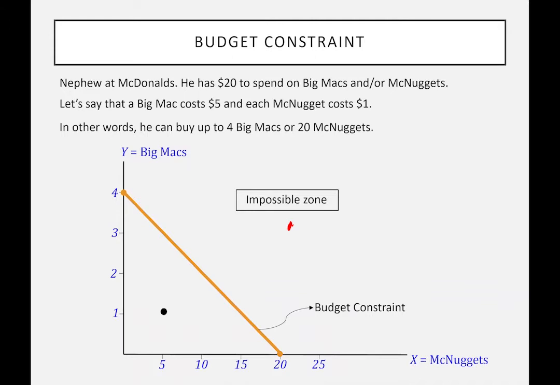A situation like this inside, where, for example, the term we use for this, by the way, is a bundle. So we're looking at various bundles. You can imagine it as a basket of goods or a bundle of goods, 1 Big Mac and 5 McNuggets at this particular point here. It would mean that he doesn't spend all his money. If he spends all his money, he's going to be on the budget constraint, the orange one. But he could, in effect, be saving the money to purchase something else or something later.